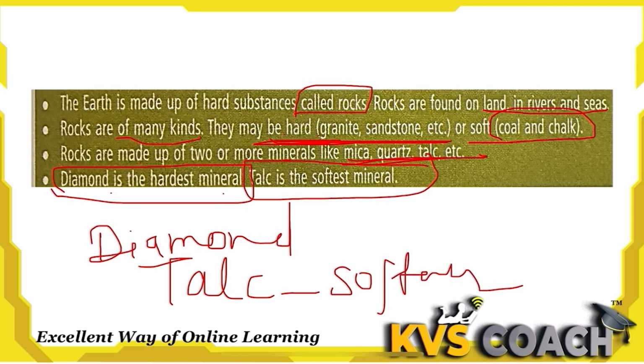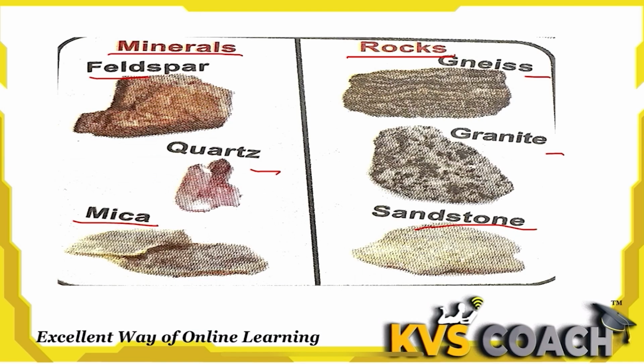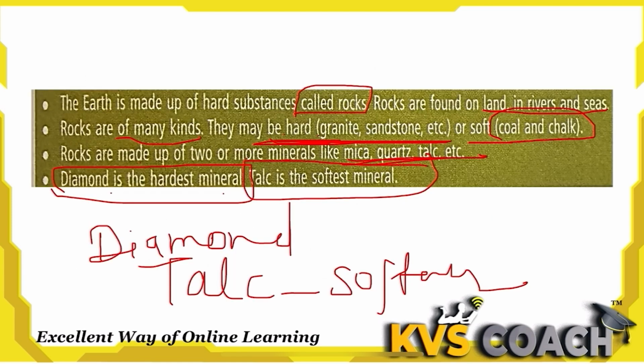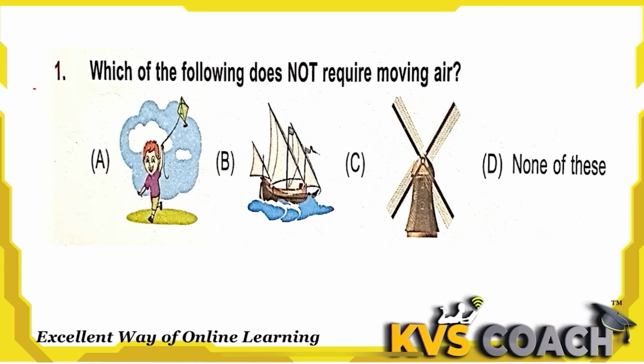Okay. Now you can see the mineral chart. Here this is minerals and here this is rocks. Rocks name are gneiss, granite, sandstone. They are hard rocks. And minerals we get from the rocks are feldspar, quartz and mica. So let's start with questions.